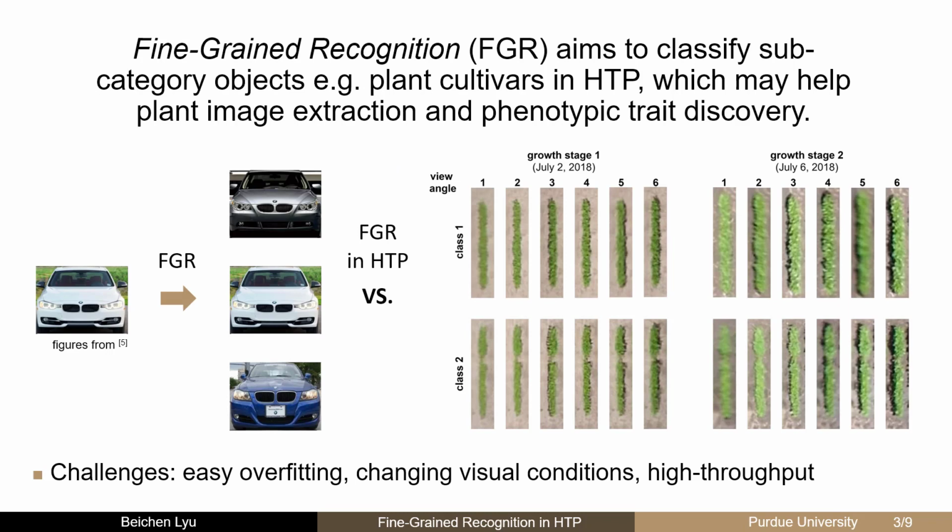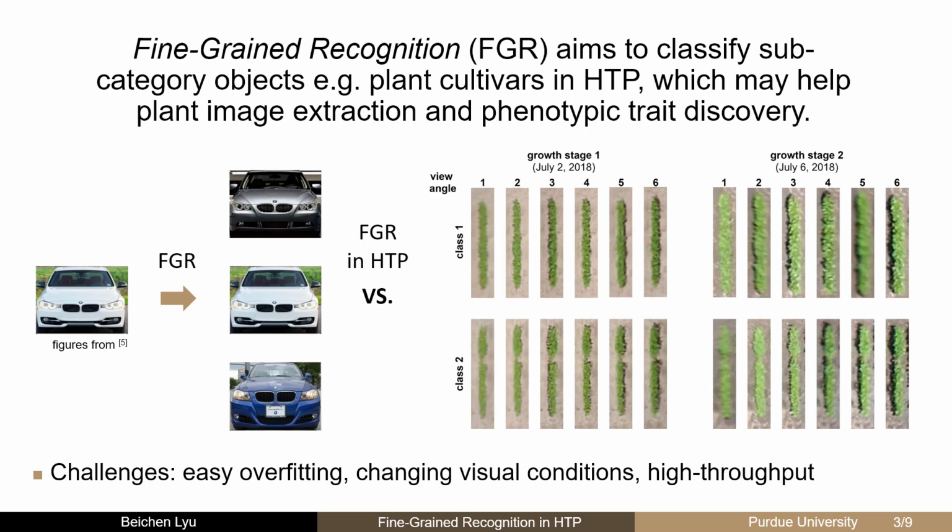Now, what is fine-grained recognition, FGR? It's an emerging topic in computer vision, and its goal is to classify subcategory objects like car models, which is very different from traditional classification like just cars. And in the context of HTP, the goal is to classify plant cultivars, and this may directly help plant image extraction and phenotypic trait discovery.